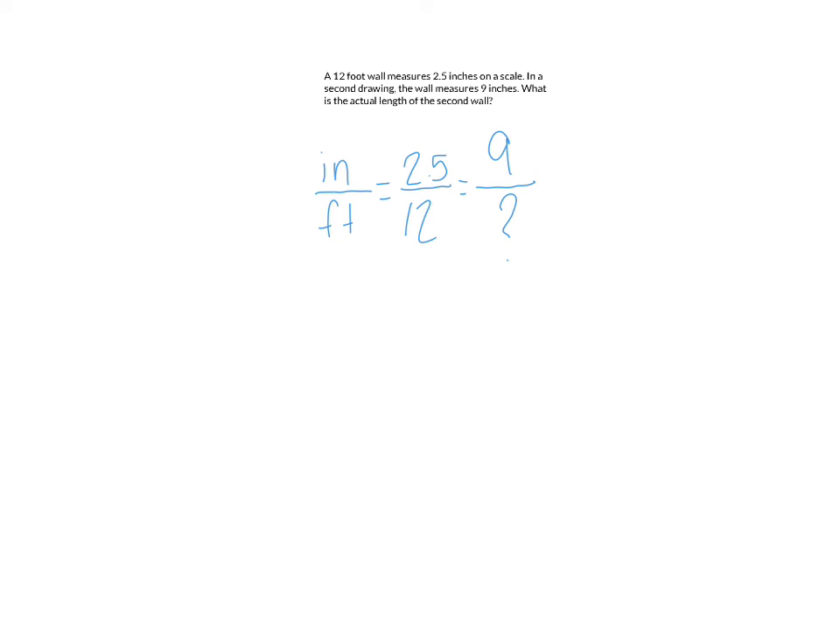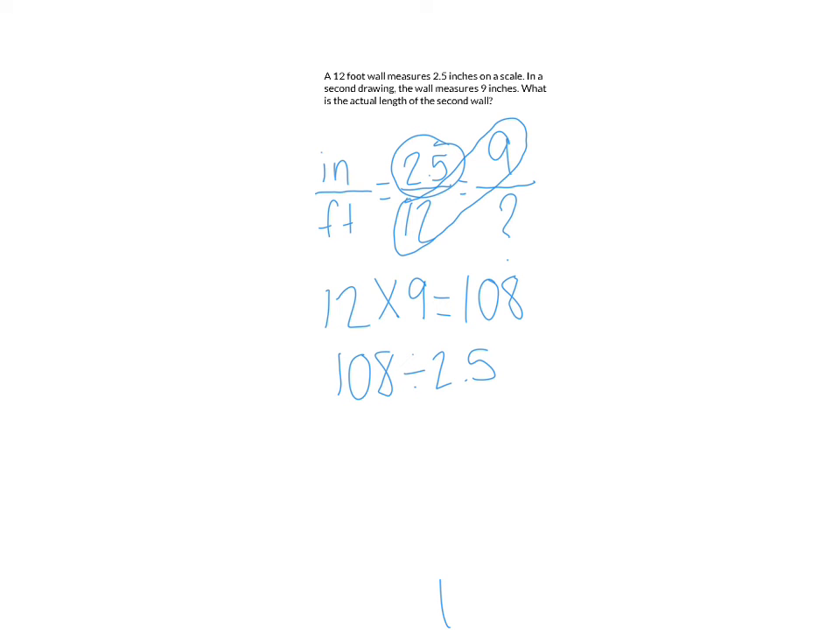So in order to solve this, you need to cross multiply. 12 times 9 equals 108. Now you need to divide 108 by 2 and 5/10, which will give you 43 and 2/10 feet as the actual length of the second wall.